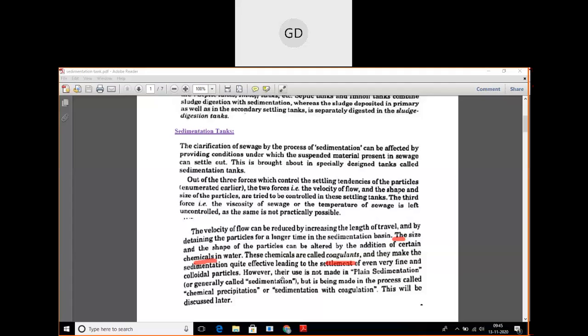So if you mix the chemicals, what will happen is that those lighter materials will become a little bit heavy, and when they become heavy, that material will settle down, isn't it? So that makes the sedimentation process quite effective, because settlement of very fine particles is happening.